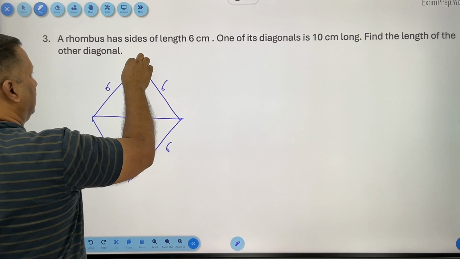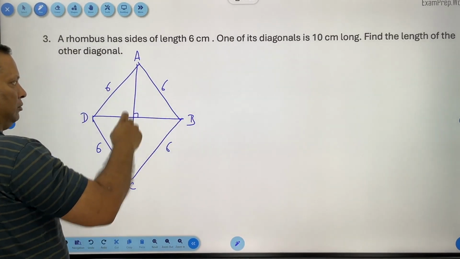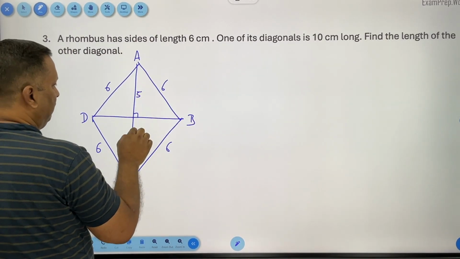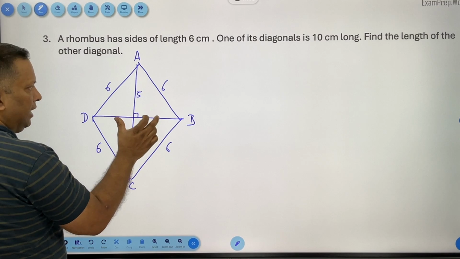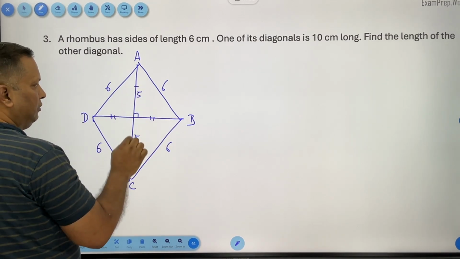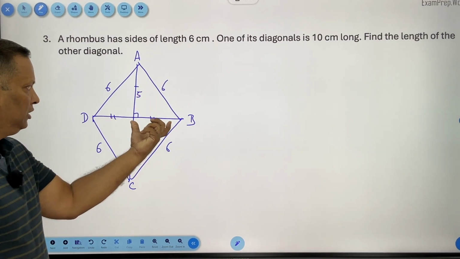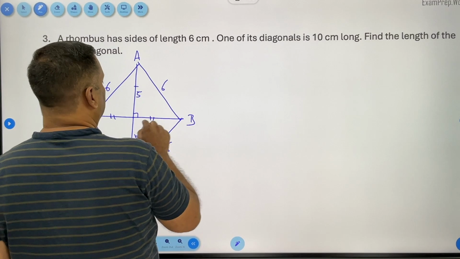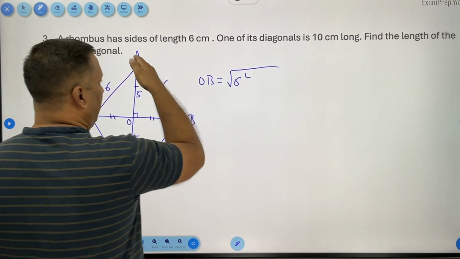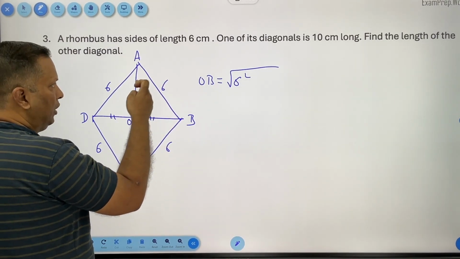Let us consider A, B, C, D. This whole thing is 10. So diagonals also bisect each other. So this will be 5, this will be 5. Now the other diagonal, we have to find this length, and these two lengths are equal. This length is equal to this one. So how can we find it? 6 square minus 5 square, you will get this part. I'll write O. OB equals root of 6 square, hypotenuse square. Look at this right angle triangle. Hypotenuse is 6, 6 square minus 5 square.